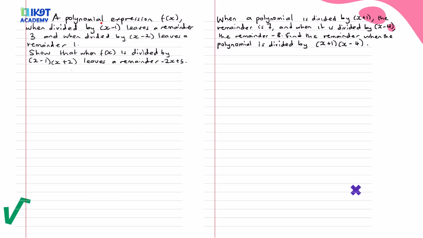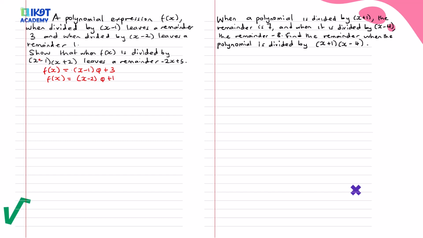Okay, now we're looking at the last set of examples in polynomials. This question says a polynomial expression f(x), when divided by x minus 1, leaves a remainder of 3. So this is our polynomial expression when divided by x minus 1 leaves a remainder of 3. Hope by now this makes sense to everyone. And when divided by x minus 2, leaves a remainder of 1.